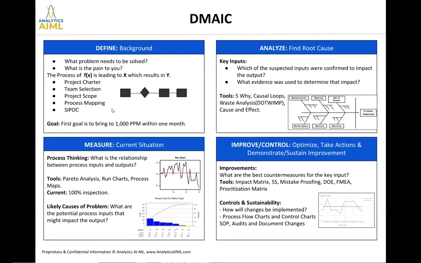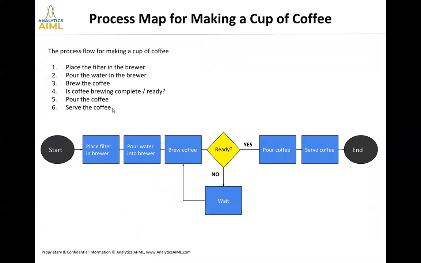Let's look at one of the process mapping examples related to making coffee from our previous session. This is important because without a process, you don't know where to focus your DOWNTIME. So we talked about this particular process where we put a filter with the coffee into the brewer, we pour the water into the brewer, we brew the coffee, we wait until it's finished brewing. Once it's finished brewing, we pour the coffee, and then we serve the coffee.